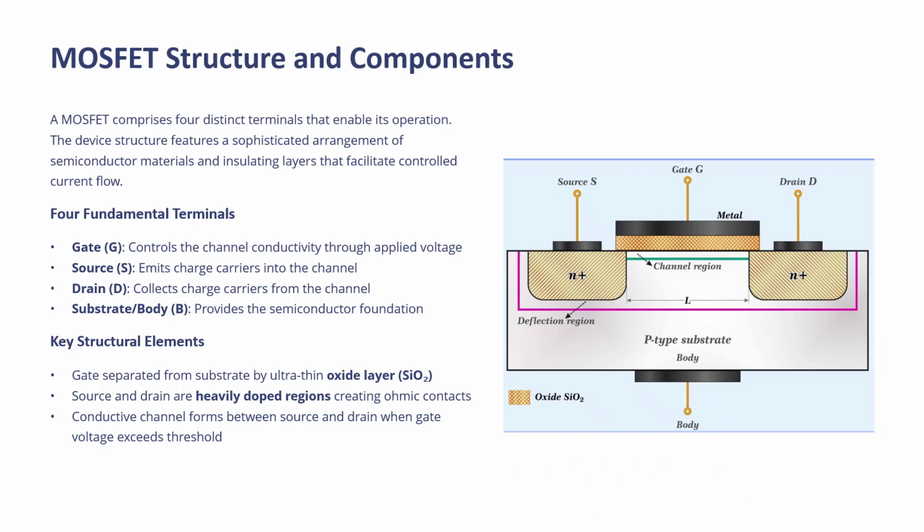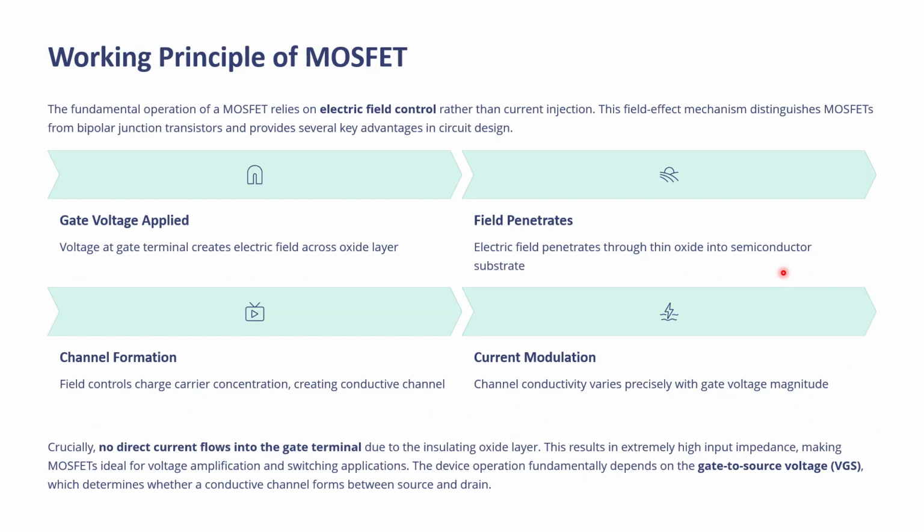Moving to the next slide, the working principle of MOSFET. The fundamental operation of a MOSFET relies on electric field control rather than current injection. The field effect mechanism distinguishes MOSFETs from bipolar junction transistors and provides several key advantages in circuit design. So here are some advantages of the MOSFETs which distinguish it from the bipolar junction transistor.